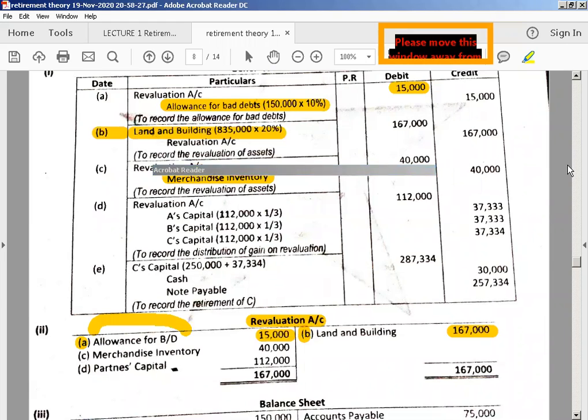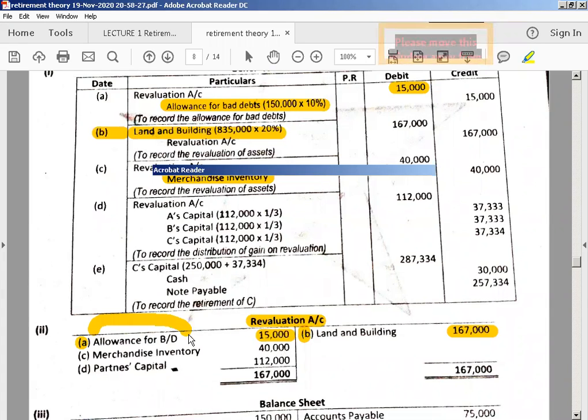Wait. I will write on the debited side of the revaluation. This will be 40,000. ठीक है. And this 40,000 will occur due to your merchandise inventory. Clear? Then we have D part.